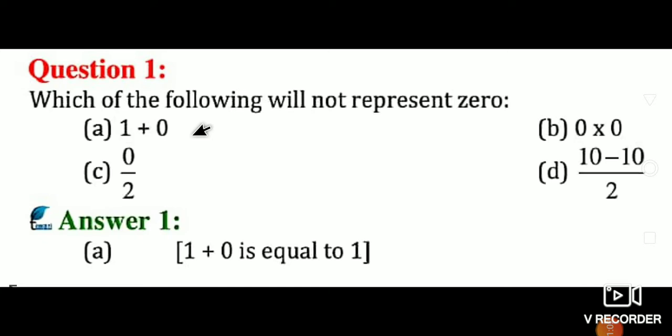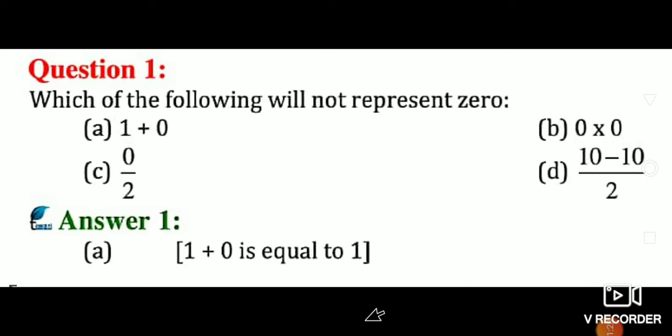What happens if you add 1 plus 0? It becomes 1. Therefore 1 plus 0 is equal to 1. Then take B, that is 0 into 0. What happens if you multiply 0 into 0? It becomes 0. Any number multiplied by 0 gives 0 itself.